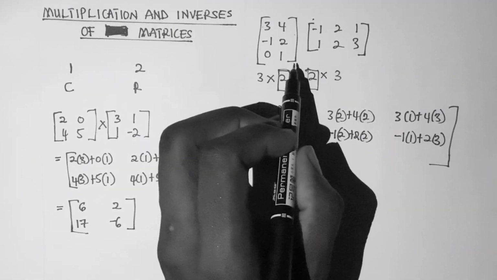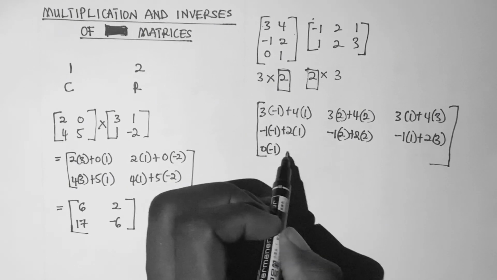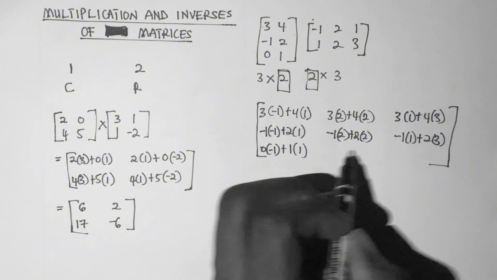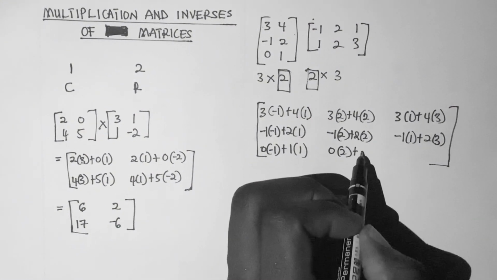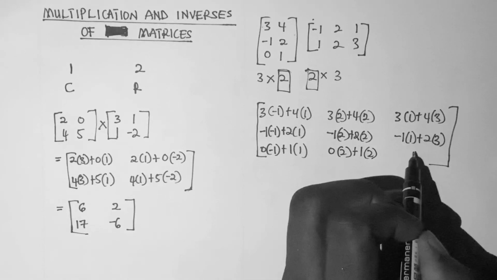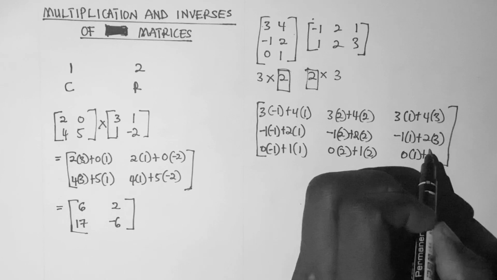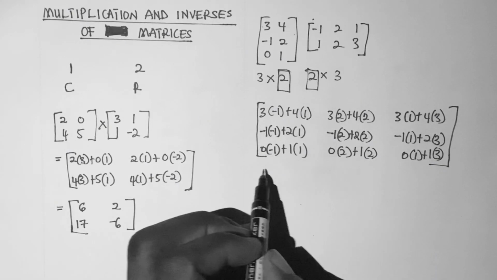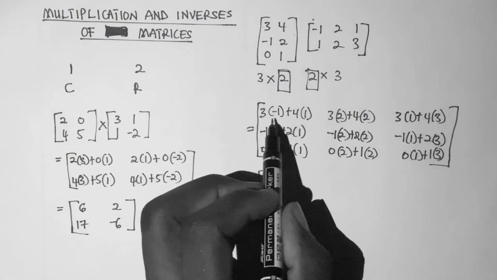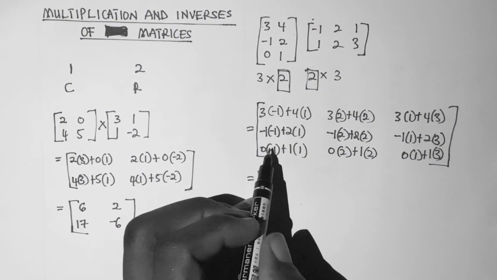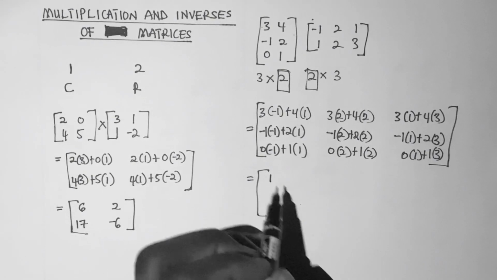Then let's take this other row, which is the 0 1. So here will be 0 times minus 1, then plus 1 times 1. And here is 0 times 2, and plus 1 times 2. And here is 0 times 1 plus 1 times 3. So let's further simplify. So this is equal to, now 3 times minus 1 is minus 3. Then 4 times 1 is 4. Minus 3 plus 4 will give us 1 here.